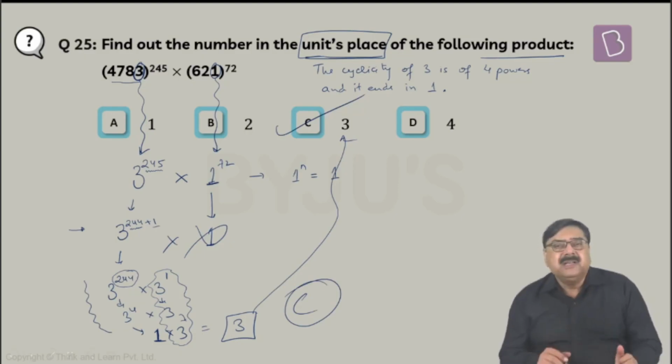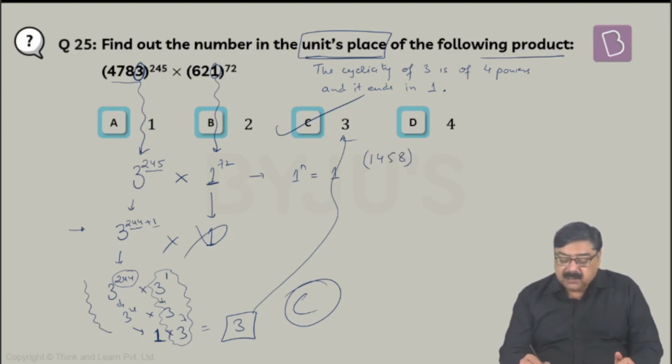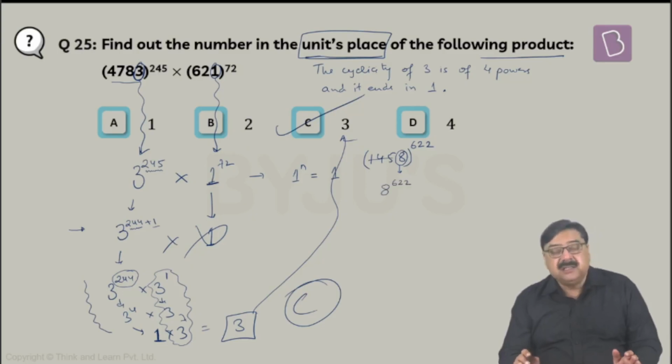So to establish the concept in your mind, I'll take another example. Let us say you have a number 1458 raised to 622. Now you have to find out the units digit in the expansion of this expression. So units digit we need, so we will only take 8. We will ignore 145. Hence, we get 8 power 622 as our interest.